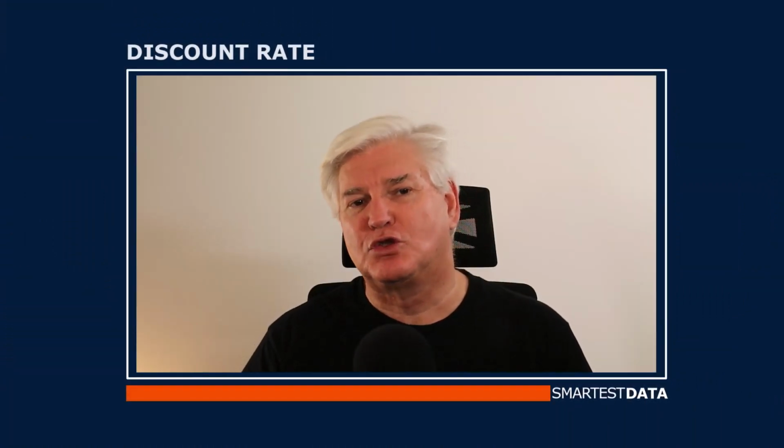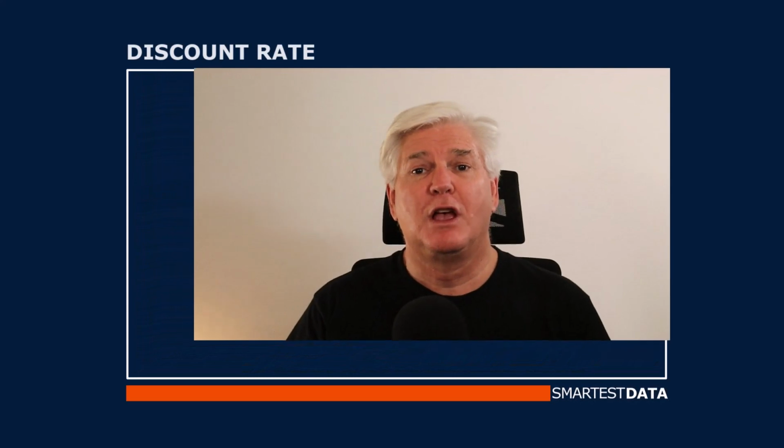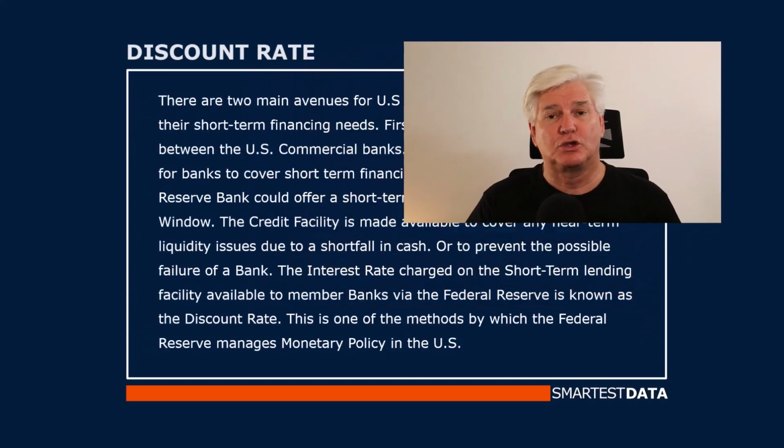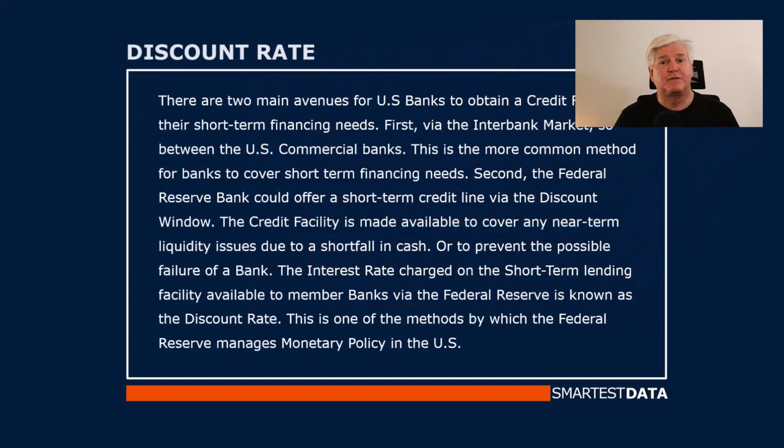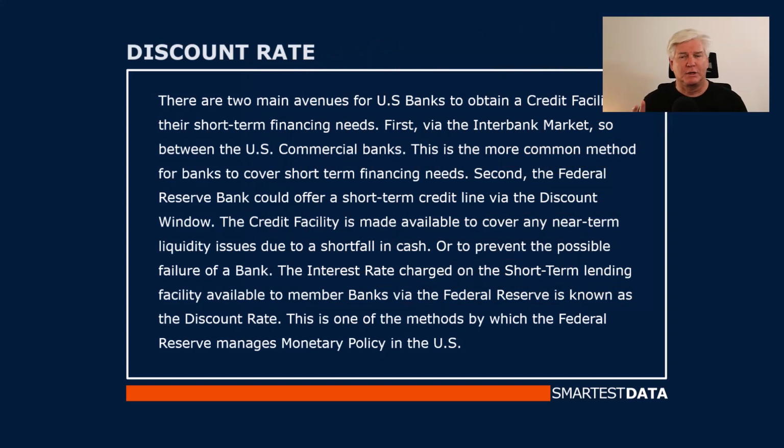In the US, there are two main avenues for the US banks to obtain a credit facility for the short-term financing needs. First, via the interbank market, so between the US commercial banks. This is the more common method for banks to cover their short-term financing needs. Second, the Federal Reserve Bank could offer a short-term credit line via the discount window. The credit facility is made available to cover any near-term liquidity issues due to a shortfall in cash, or to prevent the possible failure of a bank.